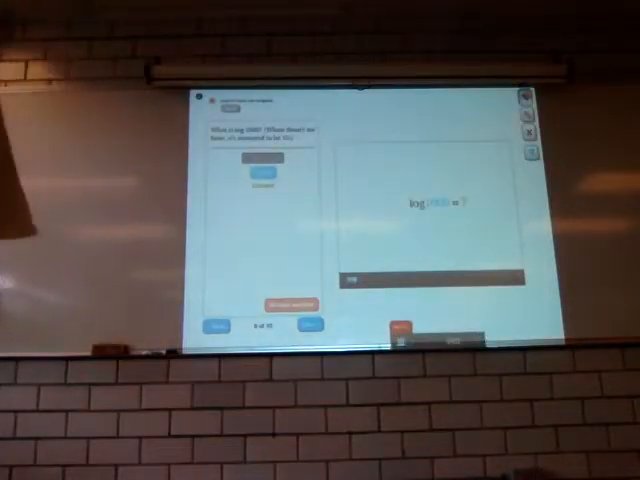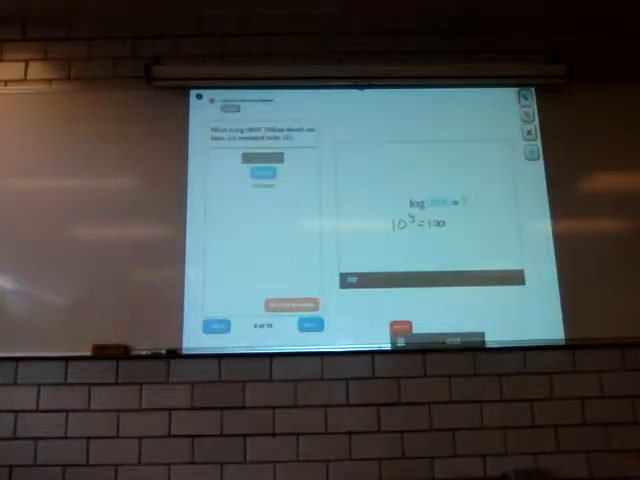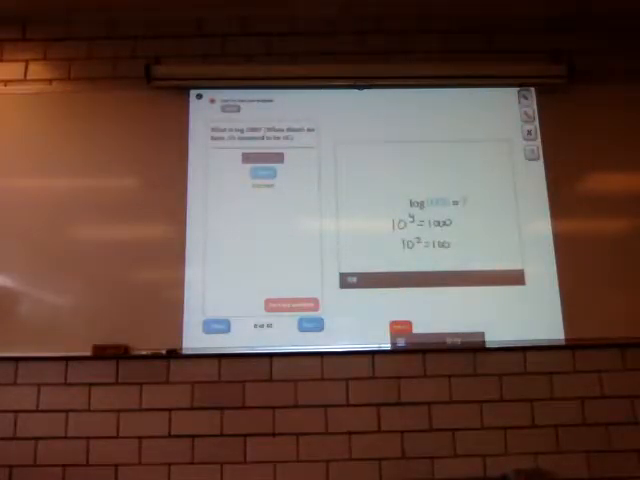This time, we need to raise 10 to some power, let's call it y, to get 1,000. Okay. How many times do we have to multiply 10 to get 1,000? Well, 10 squared is 100. And 10 cubed is 1,000. So it looks like the y that we want is 3.